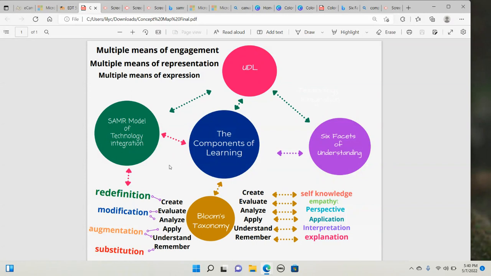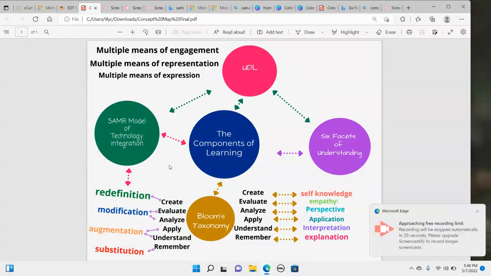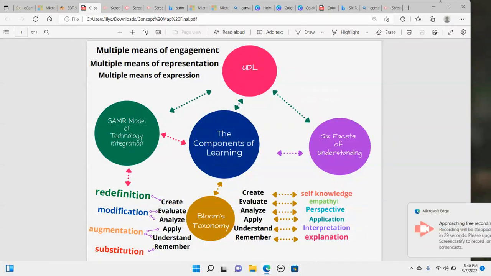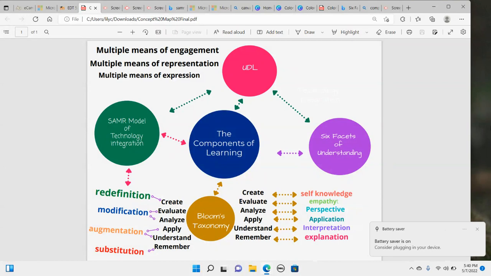Again, this is something different from the six facets, which don't go in a hierarchical order. Modification is significant redesign. If I can evaluate and analyze something, I can redesign it. Redefinition is tasks that could not have been done previously, and that's creating something new. So if I put all these things together and enhance it with UDL, providing engagement and representation, I think that is really what the components of learning are together. And I think that's what makes sense to me.